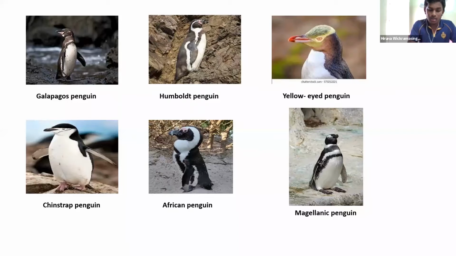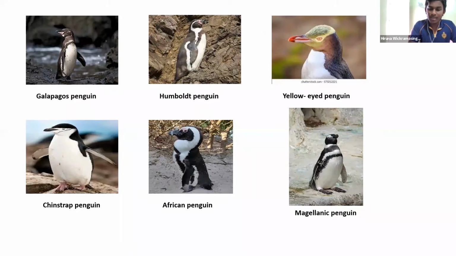And next is the Galapagos. It is 50 centimeters in height and weighs about 3 kilograms. Their lifespan is 15 to 20 years. The next species is the yellow-eyed penguin. The yellow-eyed penguin is a species of penguin endemic to New Zealand. It stands about 65 centimeters tall and weighs 3 to 8 kilograms. And the next one is the royal penguin.